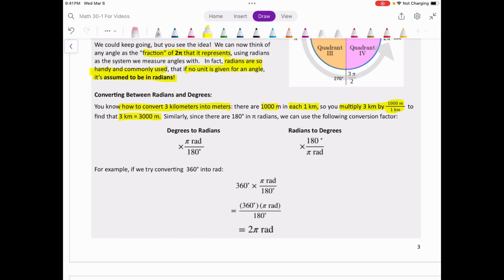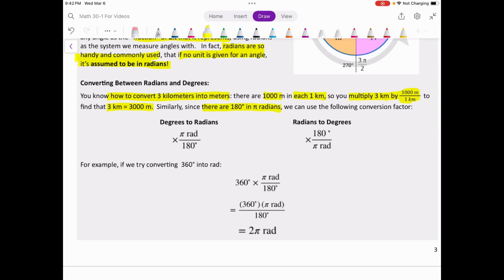Similarly, there are 180 degrees in pi radians. So we can use the following conversion factor, the exact same way you would convert meters to kilometers, since there are pi radians per every 180 degrees. If you want to go from degrees to radians, you multiply by the pi radians that are in every 180 degrees, just like you multiply by the 1,000 meters in every kilometer to convert from kilometers to meters. Radians to degrees, we have to flip that around.